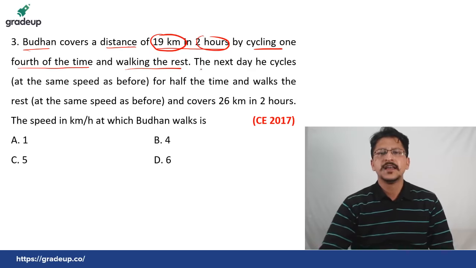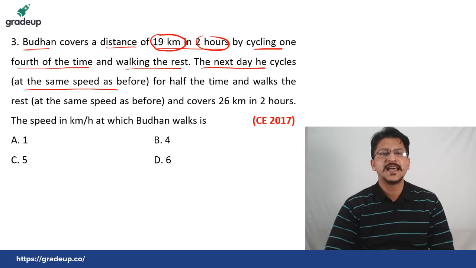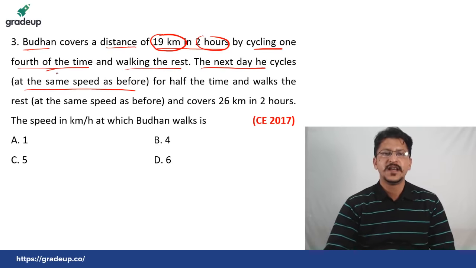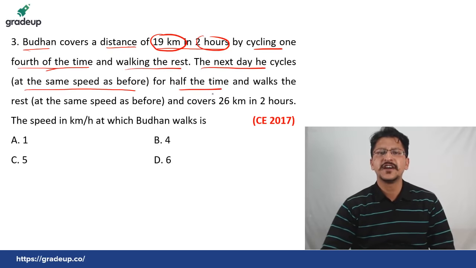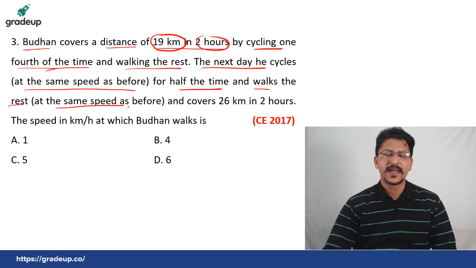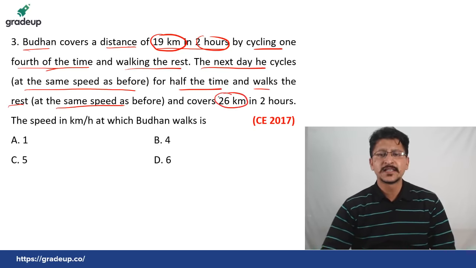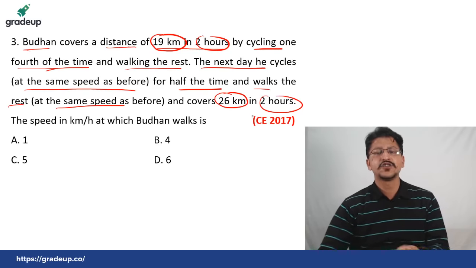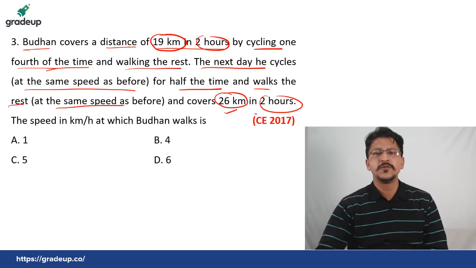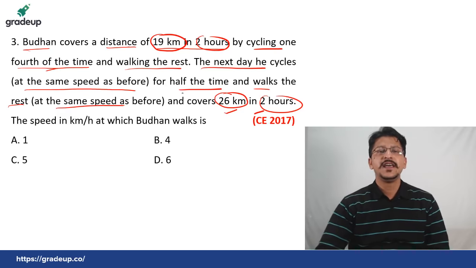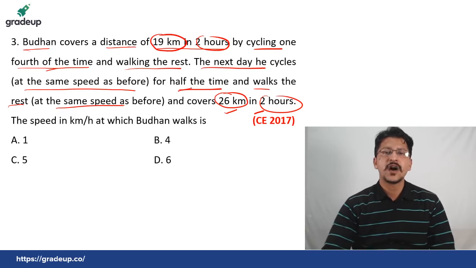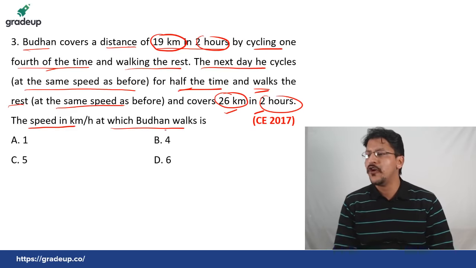Okay, the next day he cycles at the same speed as before. Means the next day he cycles at the same speed as the previous day for half the time and walks the rest at the same speed again, and covers 26 kilometers in 2 hours. Means on the second day also he covers 26 kilometers in 2 hours, but this day he cycles for 1 hour and walks for 1 hour. Then it is asked the speed in kilometer per hour at which Budhan walks.